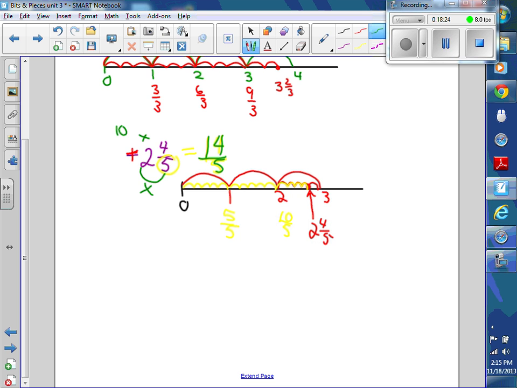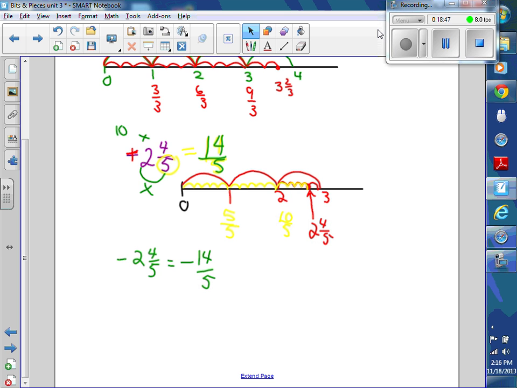Okay, if it was -2 4/5, your answer is just -14 fifths, because the negative is just saying it's on the other side of 0. It's just to the left of 0. It's a direction change. I think people understand that. Okay.